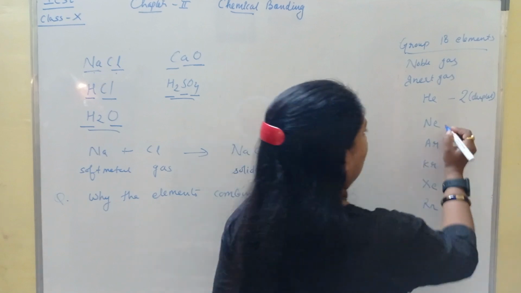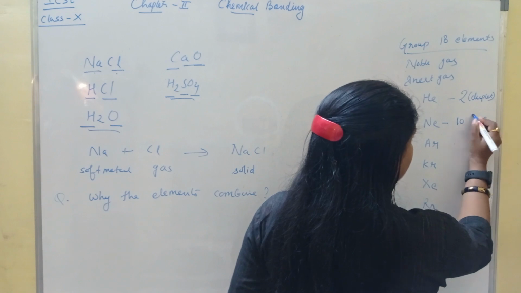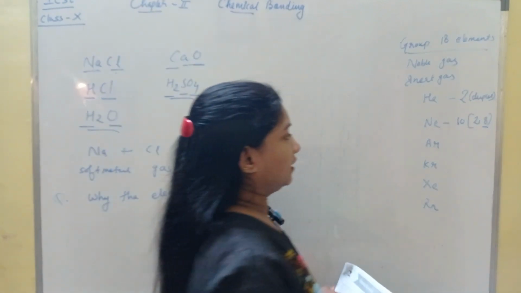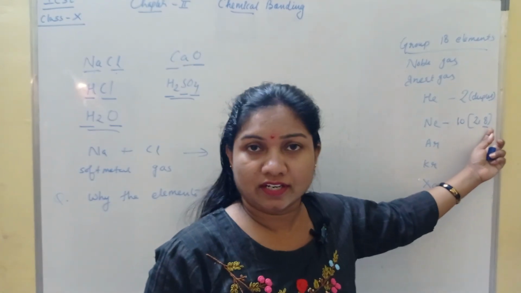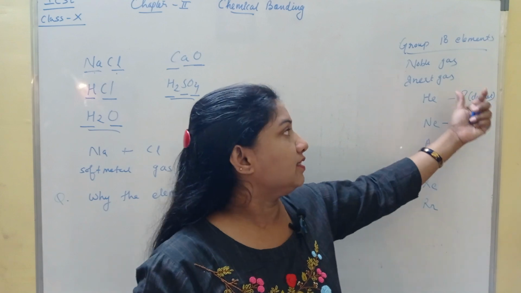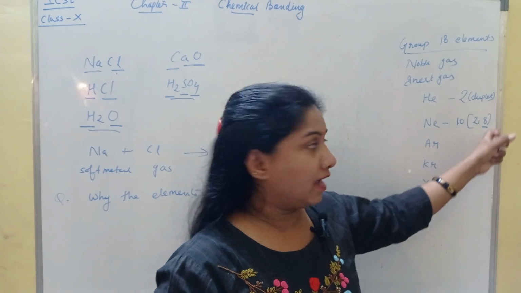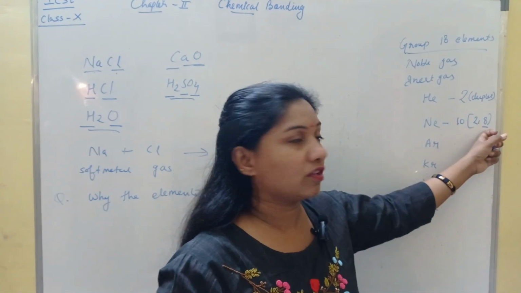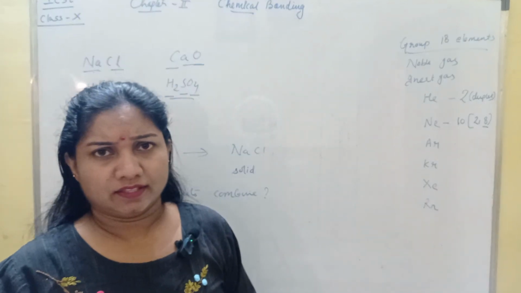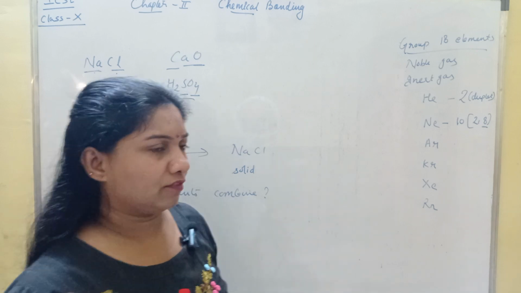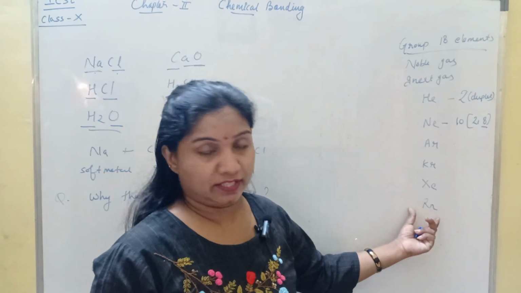Its duplet is complete. For the rest, neon's atomic number is 10. If you look at the configuration, it is 2 and 8. See, 8 here. Similar is the case with all the elements: they have 8 electrons in the valence shell except for helium, which has 2 electrons. Helium has its duplet complete and all the rest have their octet complete. So because of their complete octet, they are inert and non-reactive or least reactive. You can see very rare compounds of inert gases.